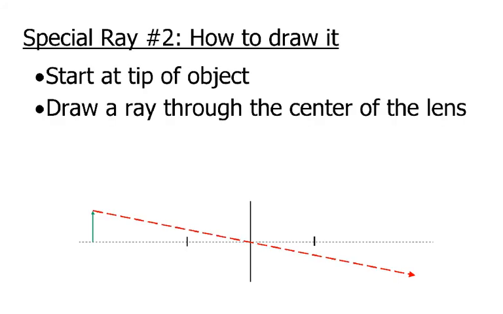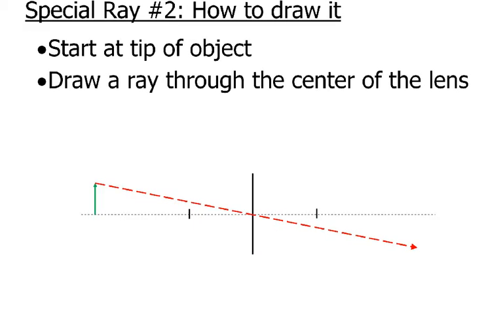Special ray number two. It's even simpler than that. Two-step process. Start at the tip of the object, same thing, top of there. Draw a ray through the center of the lens, that's it. Right through the center. Straight line, done. That's all there is to it. That's easy, right? Cool.